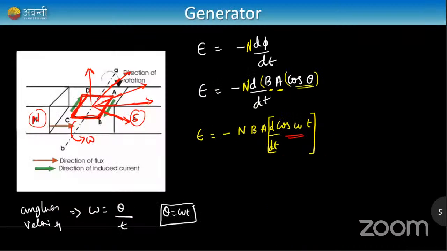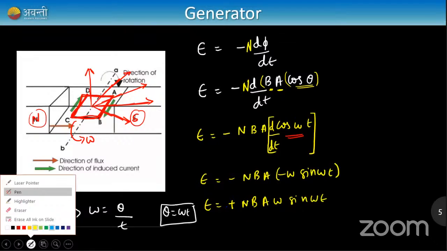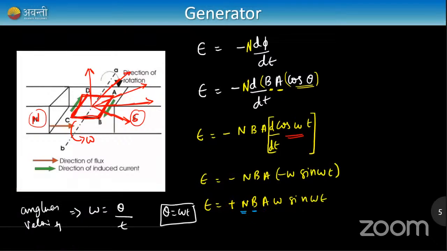Then let me substitute here. EMF is equal to minus NBA times minus omega sin omega t. Negative of negative becomes positive, so I get NBA omega sin omega t. If you notice, N is the total number of coils, B is the magnetic field, A is the area, and omega is the angular velocity. They are all constants here, so I can substitute them as E naught, which is some constant, into sin omega t. So this is the induced EMF in a generator.